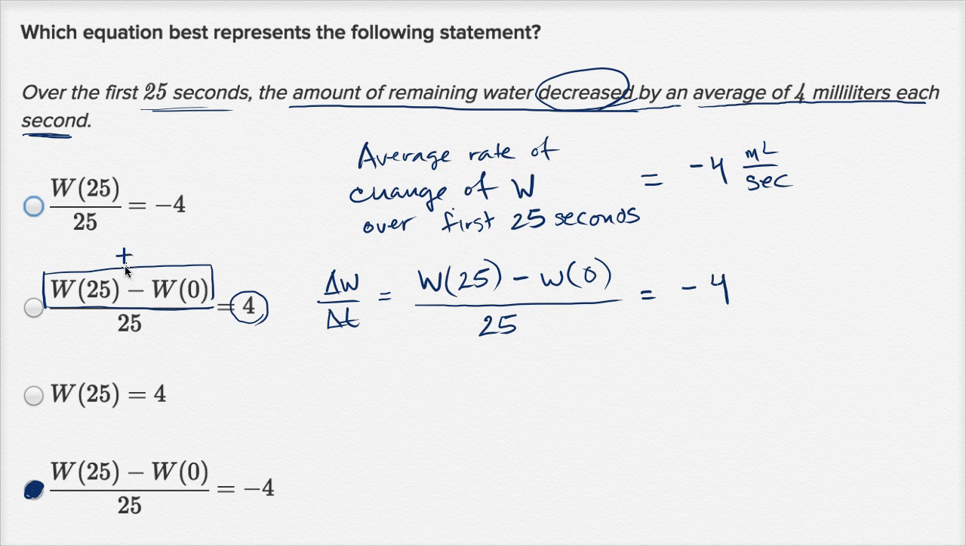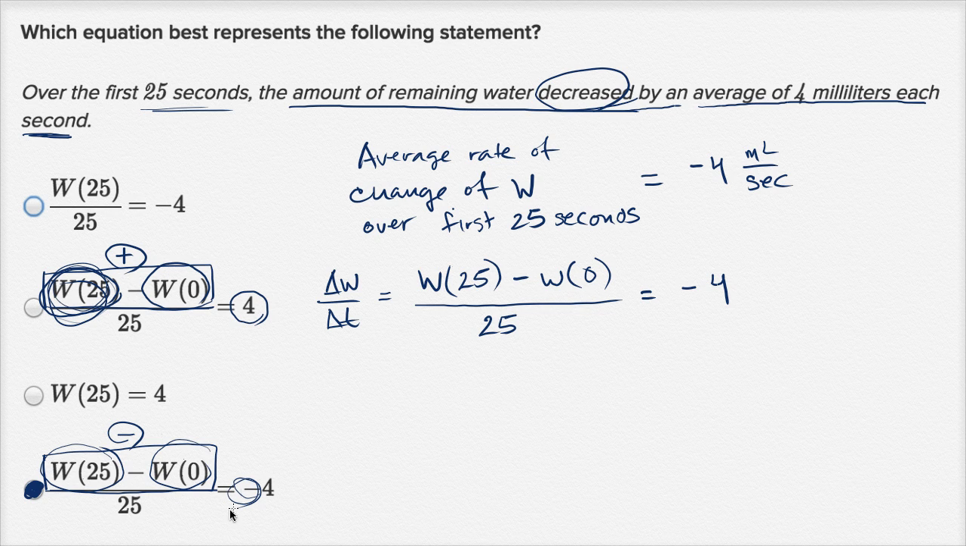And in order for this to be positive, that would mean that we have more water remaining after 25 seconds than we do after 0 seconds. Because in order for this to be positive, this one has to be larger, which means that somehow the bucket is filling up with water, not draining. But we know that the water is decreasing by an average of 4 milliliters each second. So you have to have a lower value after 25 seconds than you do initially. So that minus that needs to be a negative value. And if you have a negative value up here and you divide by a positive value, you should get a negative value.